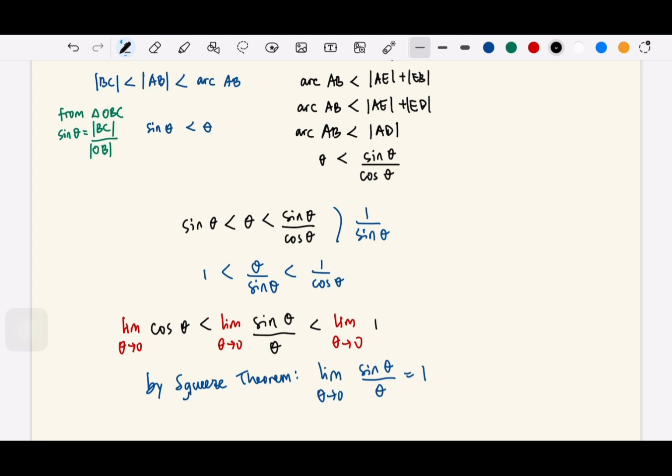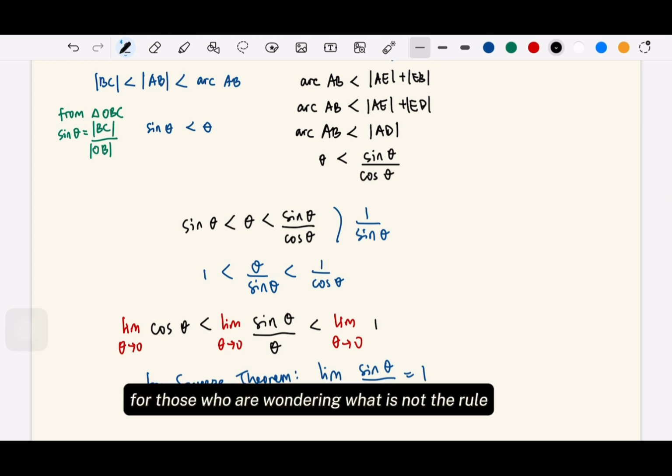If you know the L'Hopital rule. For those who are wondering what the L'Hopital rule is, we are going to see it in the next few chapters.